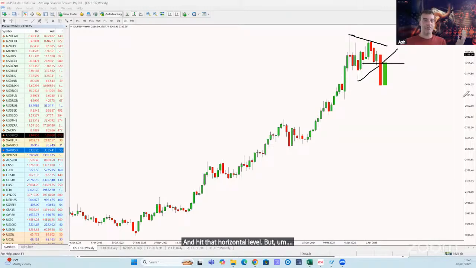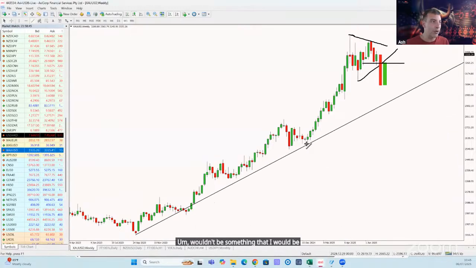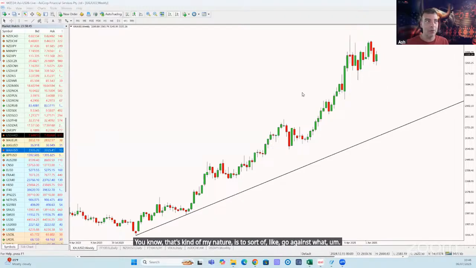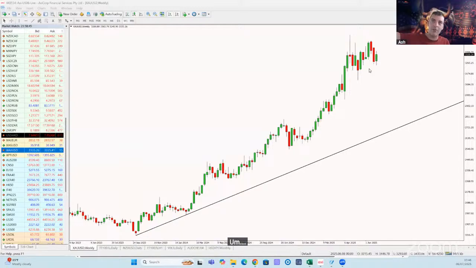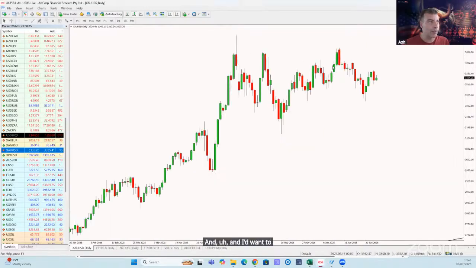But that hasn't happened, and anybody that was attempting to allow that to happen recently has not had a good time of it. So shorting gold wouldn't be something that I would be keen on. I'd probably look for shorts because that's kind of my nature, to go against what's extreme, not go against the crowd, but this has been an extreme move, and I'd want to go against that.